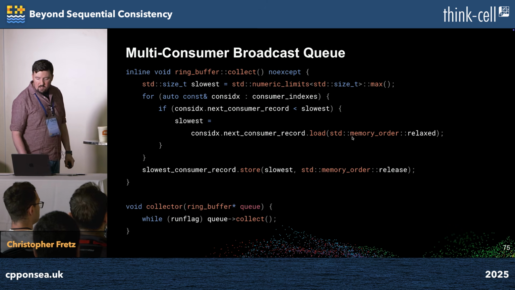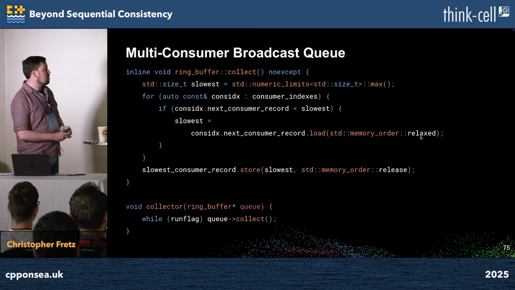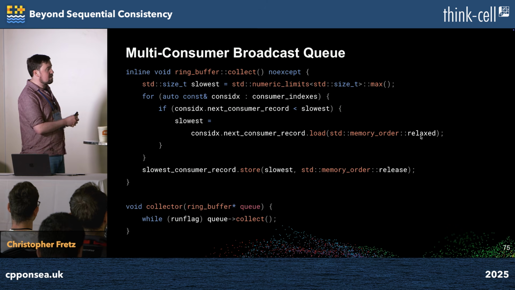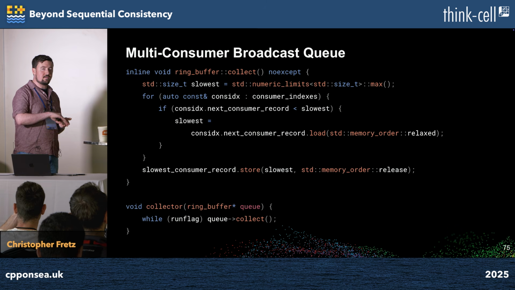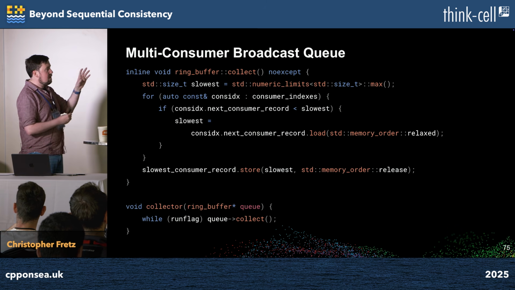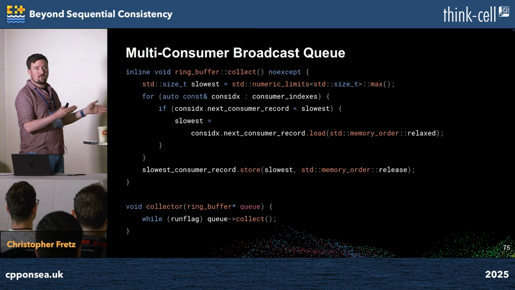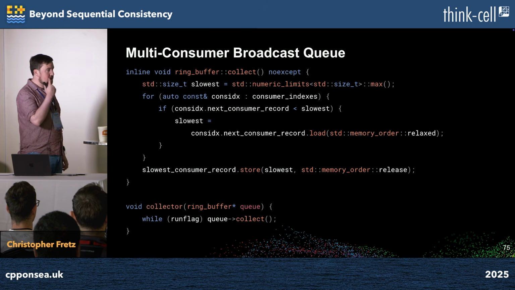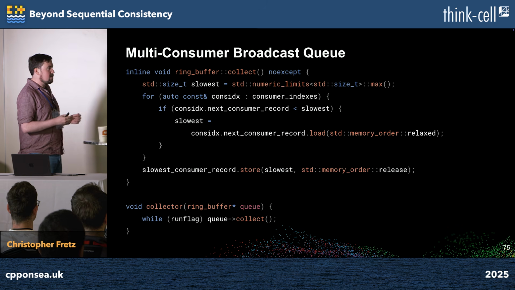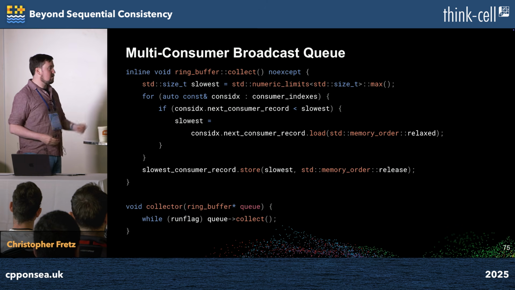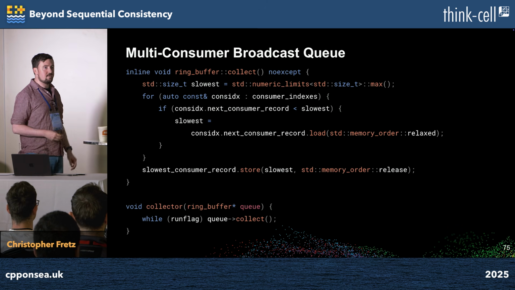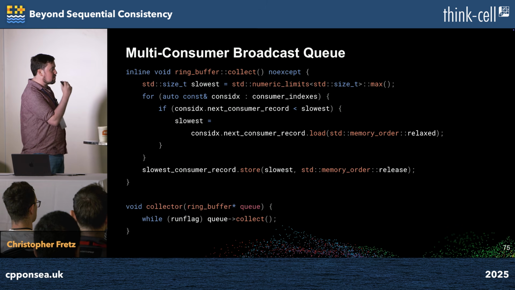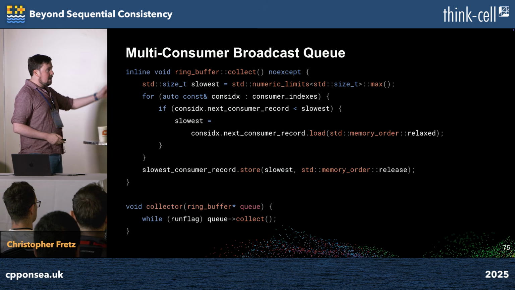The interesting thing here is that we're issuing a relaxed load on all of these. This is one of the nice things about the guarantee that the indexes can only ever increase, because it doesn't matter what order the collector reads these in. Worst case scenario, it just picks an overly conservative estimate. Say it doesn't receive some update from a consumer, it doesn't matter because the consumer could only have moved forward, so it just picks a value that is too conservative.